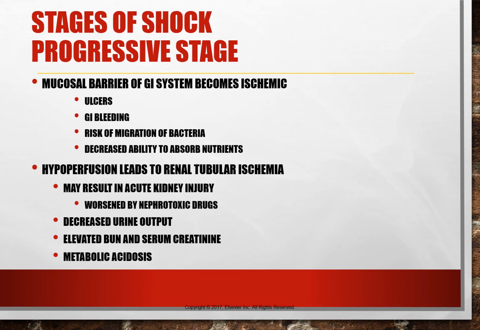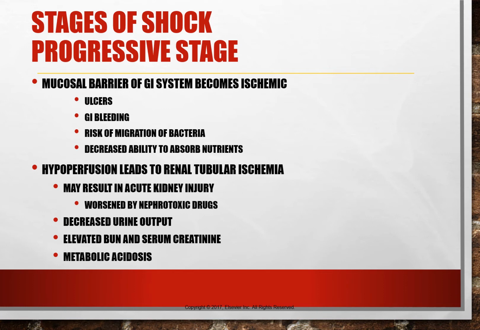So at this point, if they were on an enteral feeding at a slow rate and they were able to tolerate it, this would be a point where they might not be able to tolerate a tube feed anymore, might need to be switched to TPN. Also renal tubular ischemia, so our kidneys are affected, leading to AKI. This is worsened by nephrotoxic drugs, so our antibiotics, aminoglycoside classifications of antibiotics, your vancomycin, your gentamicin, those are nephrotoxic, so those can further injure the kidneys.